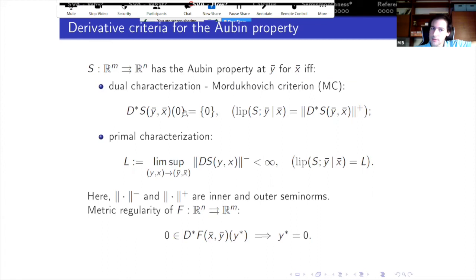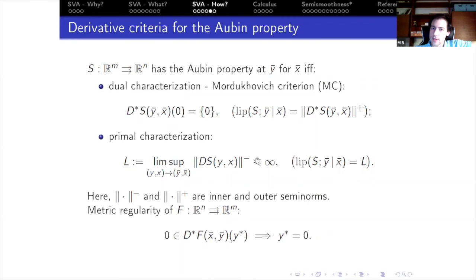And it also has a primal characterization, that is a characterization through the graphical derivative, but this collects the points from the neighborhood, so it's a little bit more difficult. I didn't say what the inner and outer limits are. Again, this would be too complicated, but this is a very famous characterization. And again, if you are interested in metric regularity, this is just the same criterion applied to the inverse mapping, and you get something like this. So this is why the derivatives are interesting and important.